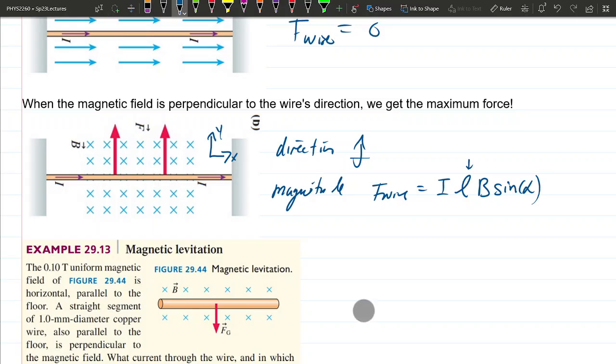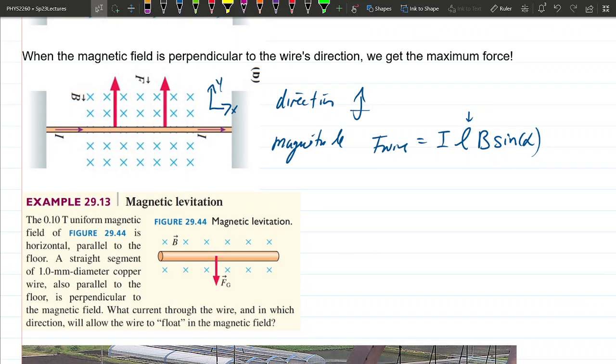So you can imagine this can be a useful thing if you have a wire and a magnetic field. It somehow lifts things up. In the book, I'm not going to go through it since the book already does it, you can do a little magnetic levitation, where you can lift objects by just running a current through a wire that's embedded in a magnetic field.